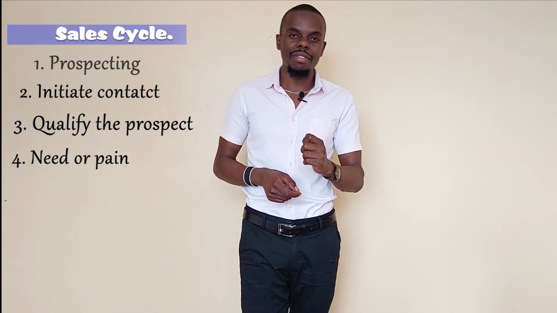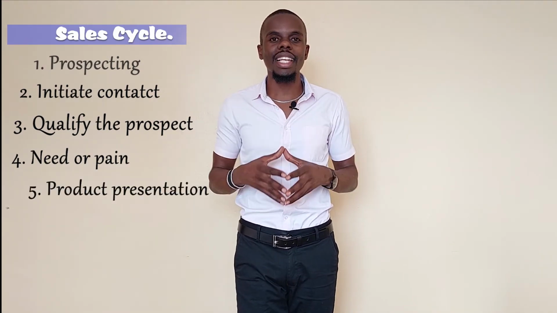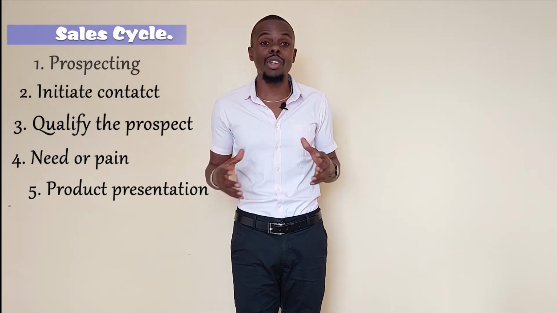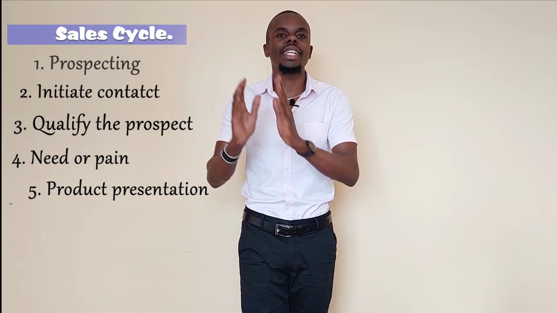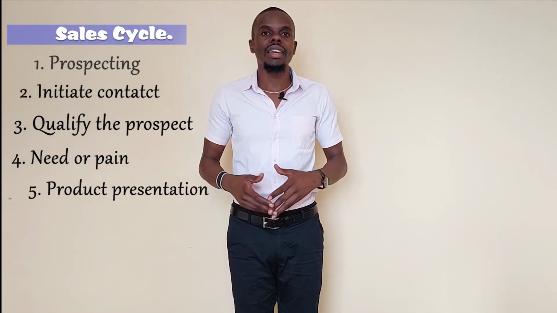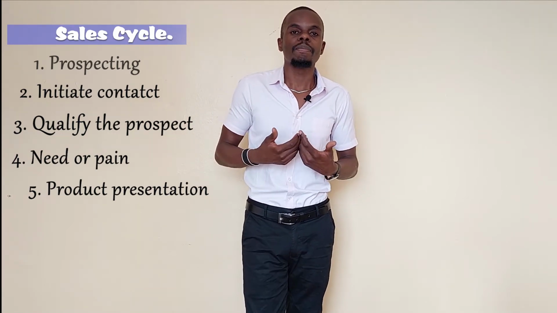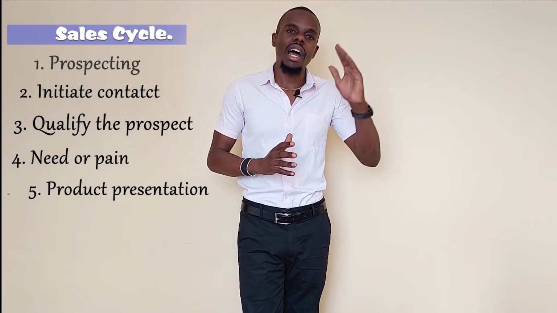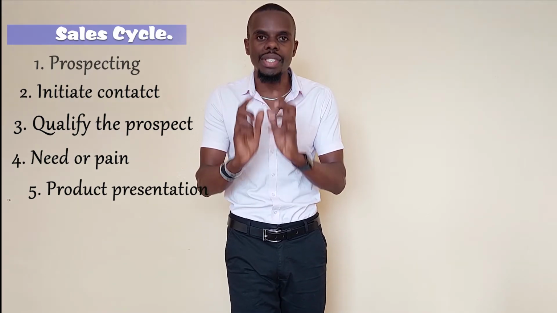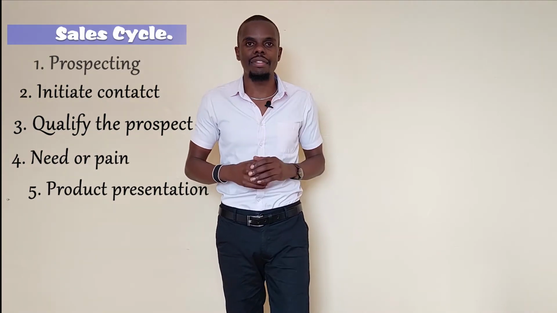Stage number 5 on the sales cycle is presenting the product that we are selling. Now that you have identified the pain that this customer might be going through, you present the product that you're selling. For instance, I'm selling electronics. In other ways, I'm selling furniture. I'm selling maybe clothes or something. After I identify your need, it is my right opportunity now to present the product that I'm selling. That is stage number 5.